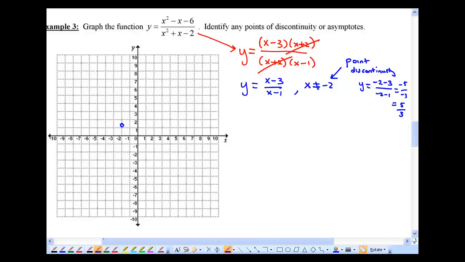Okay. Now how do you graph out the rest of this? Well, you should know there's a vertical asymptote now. Where is the vertical asymptote? Oh yeah. It's at x equals 1, so we'll graph that out.